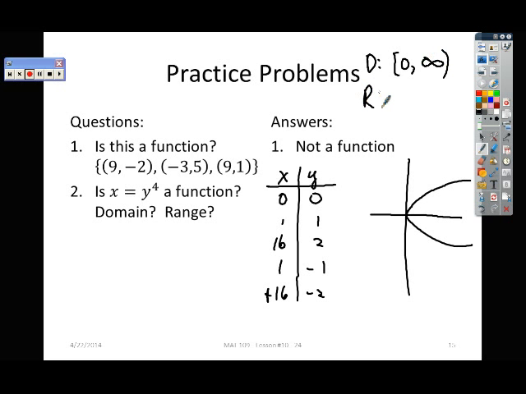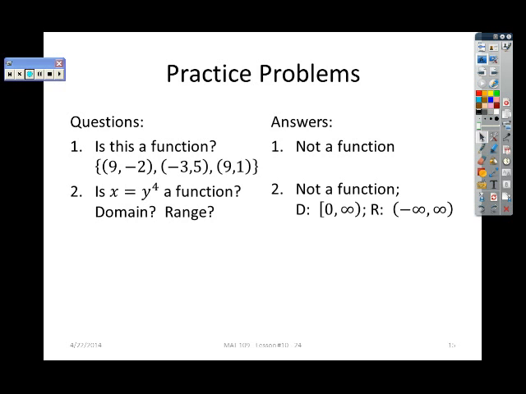Where does my range begin? Range is the y values. This actually goes from negative infinity to plus infinity. Because this keeps going down, this keeps going up. Just like on a parabola, it keeps opening outward this way. For this one, it keeps opening up and down. That's not a function, but it does have a domain and a range.